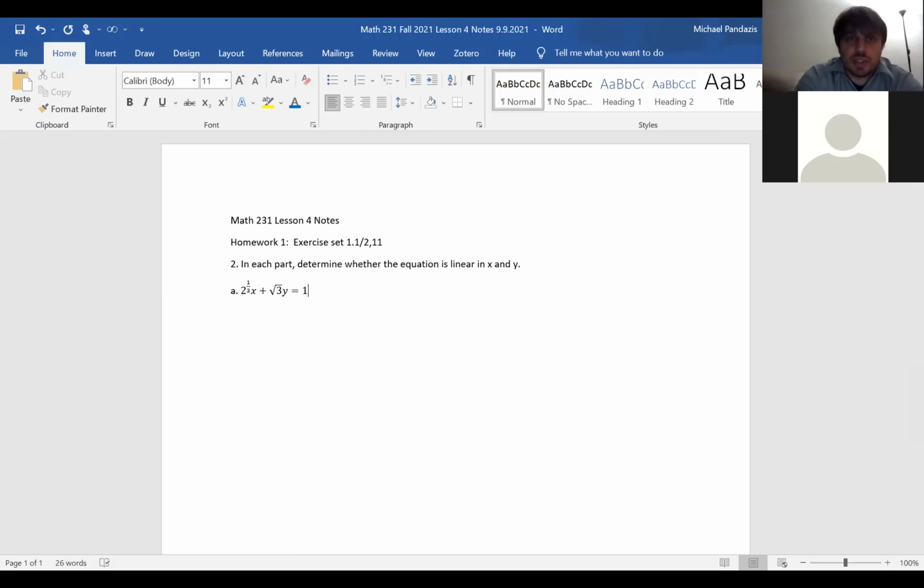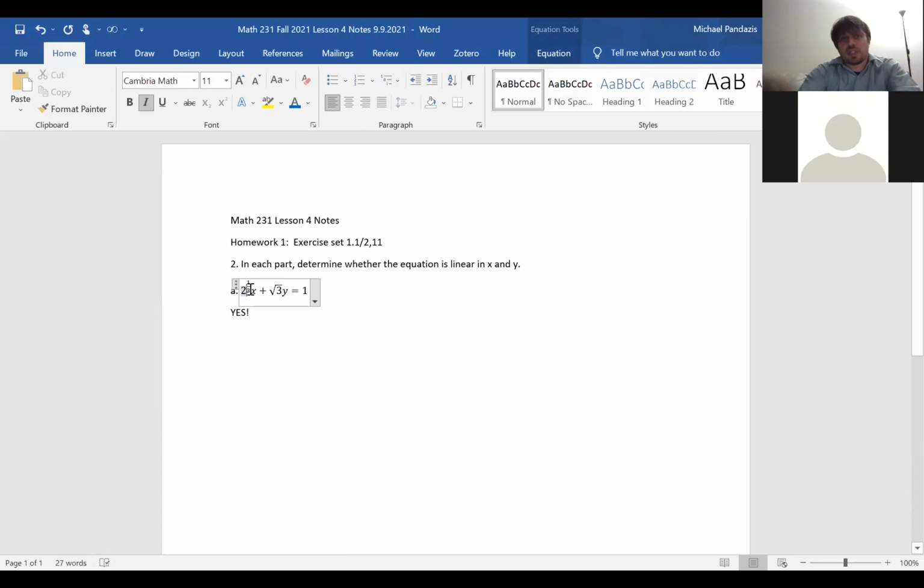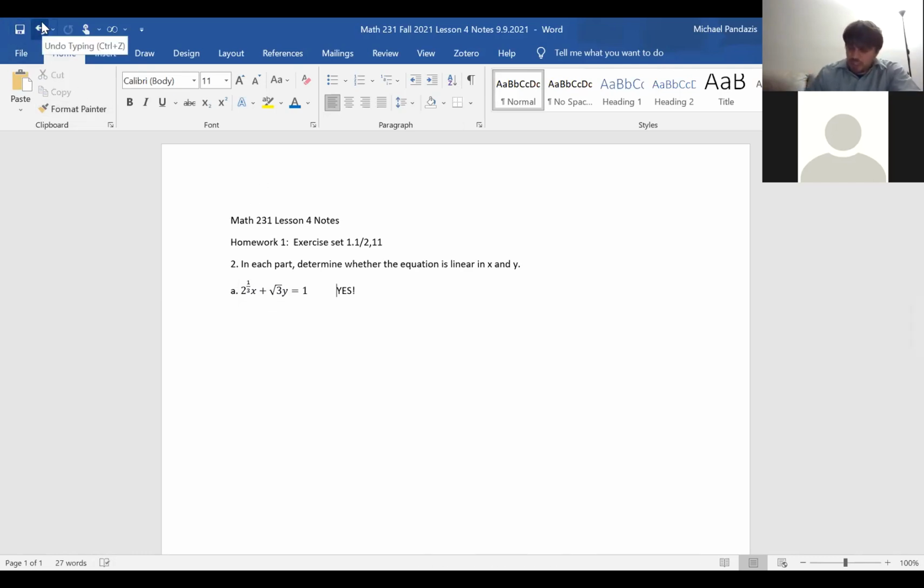The question is whether or not this equation is linear in x and y, and the answer is yes, it is. You probably look at the exponential sign and the square root and say, no, it isn't. But x and y themselves are not in square roots. They're not raised to a power other than 1. 2 to the 1/3 is a constant. Square root of 3 is a constant. And so that equation is linear in x and y. So that's an example of something from number 2.